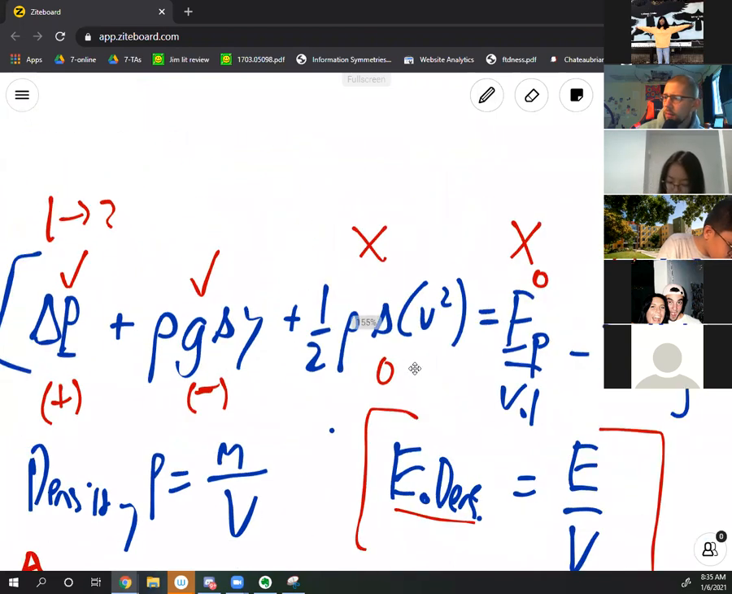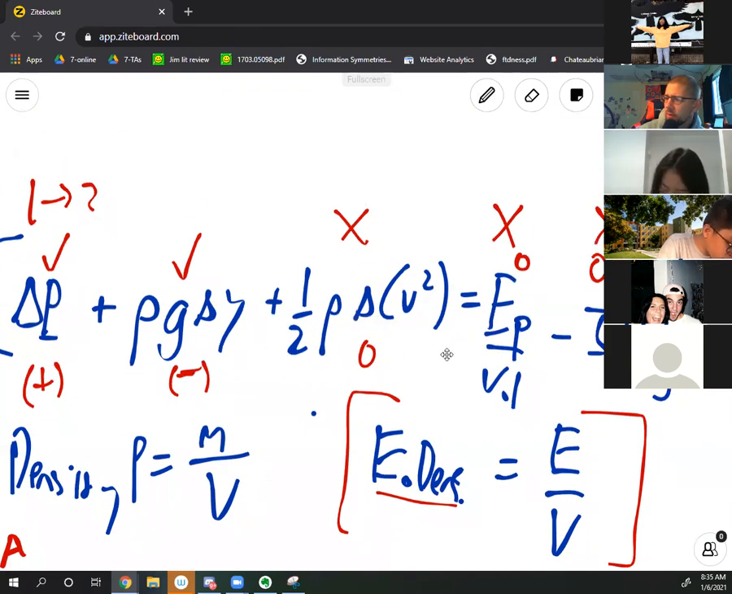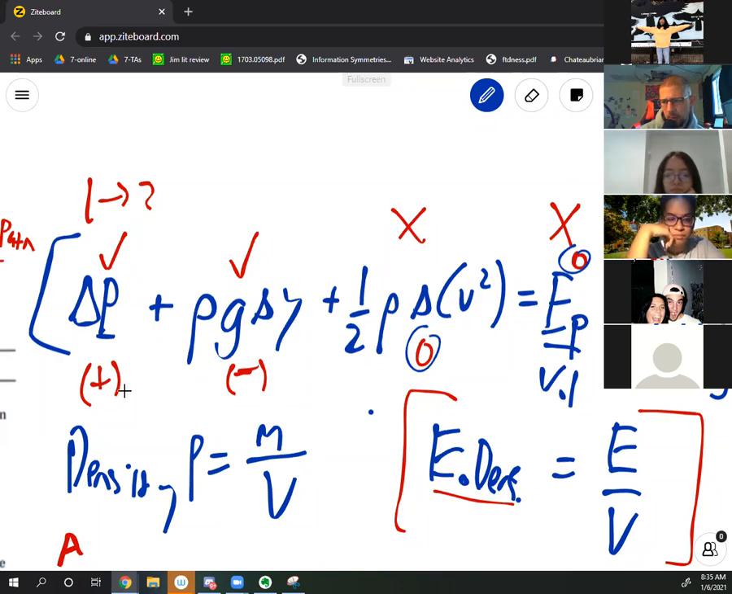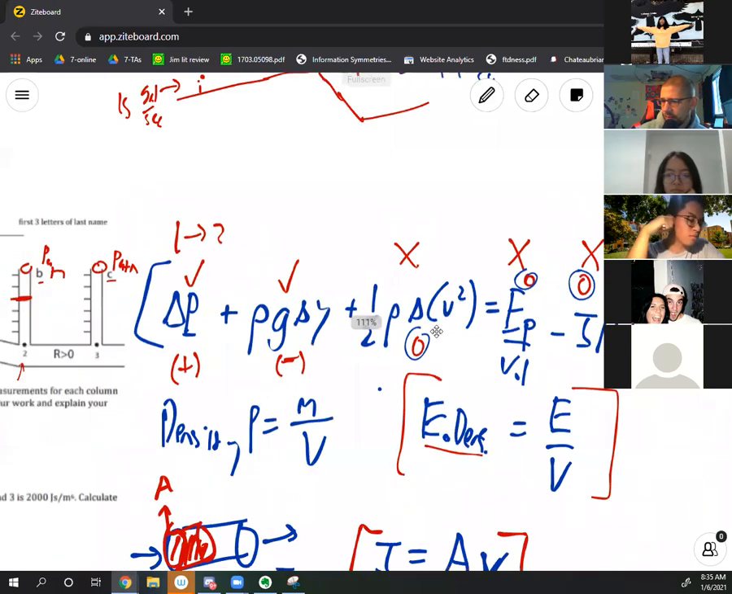And in order for the Bernoulli equation to balance out to 0, or in order for it to balance, I guess you say, because all the other terms are 0. So in order for these two to sum up to 0 to equal the right-hand side, that means the change in pressure must be a positive number equal in magnitude to rho g delta y. Makes sense. Okay, cool. Thanks, Diego.